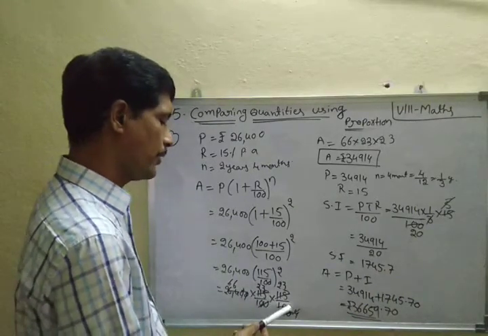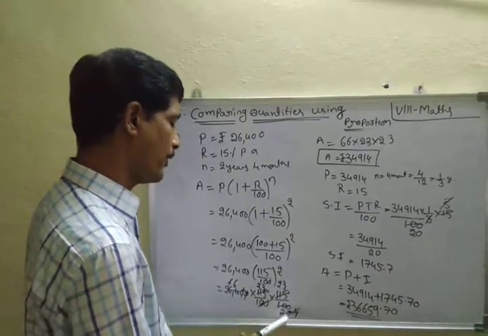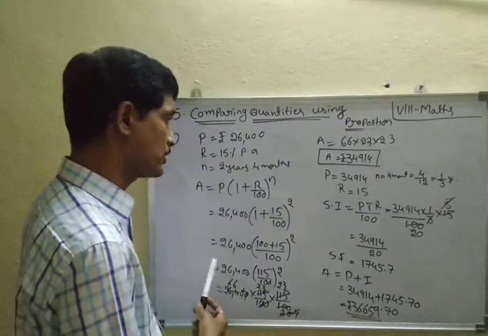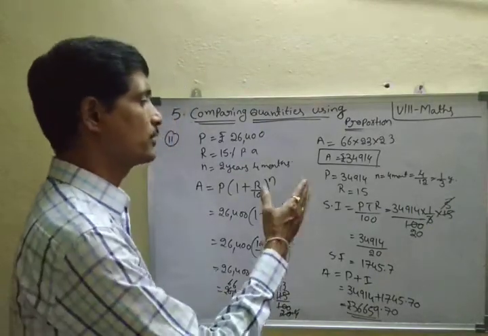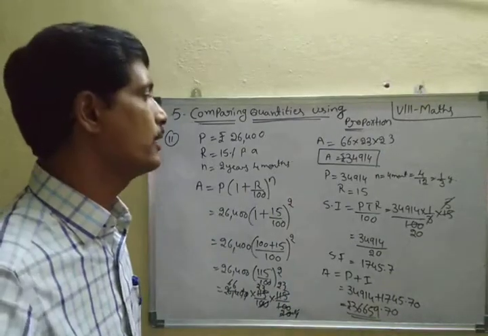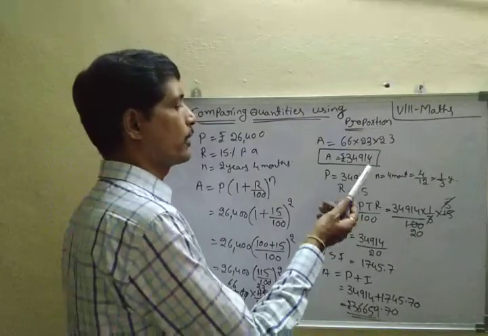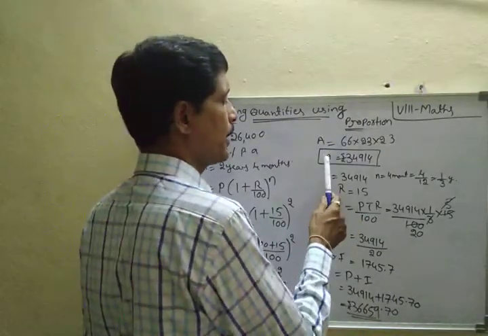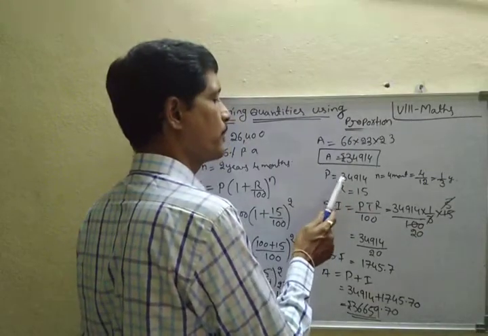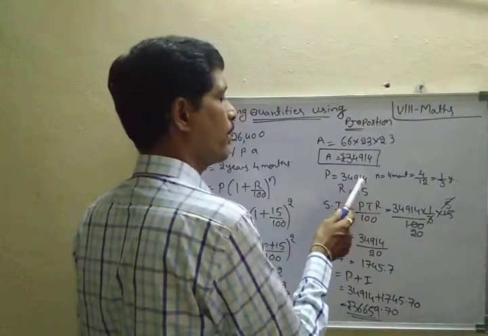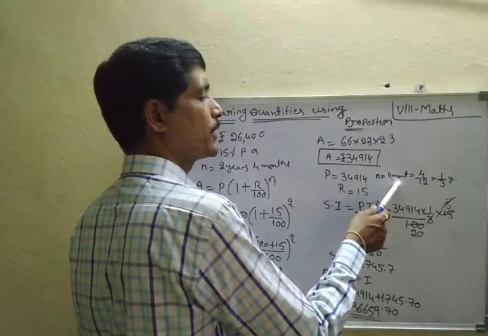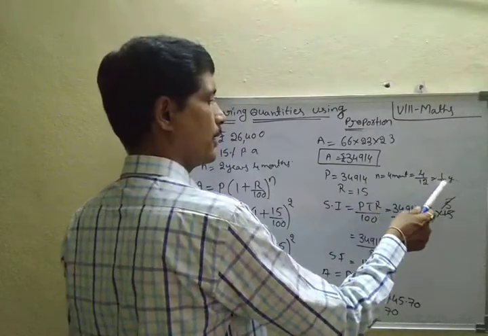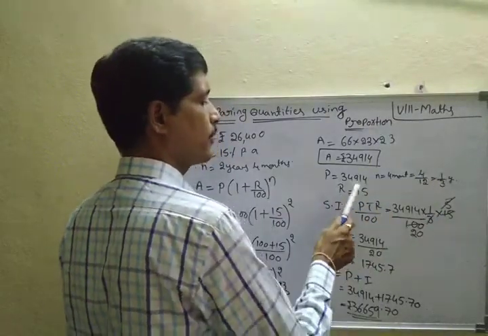Next, 5 table 520, so 523, so again 5 4, so 523, so next 4 66 times. Therefore, 66 into 23 into 23, you get 34,914. Therefore, principal, after 2 years the amount equals, that is principal P equals 34,914, and n equals 4 months, means 4 by 12, that equals 1 by 3 years. Therefore, R equals 15%.